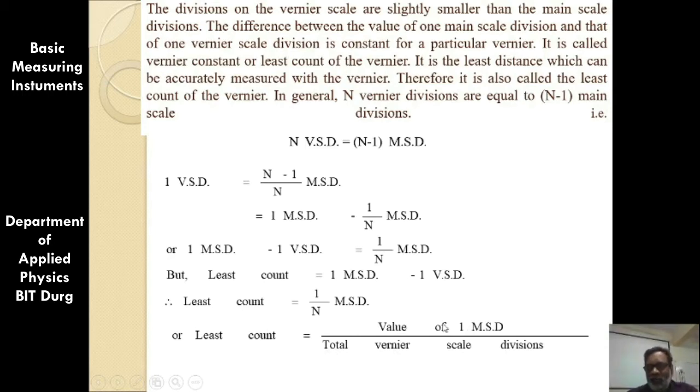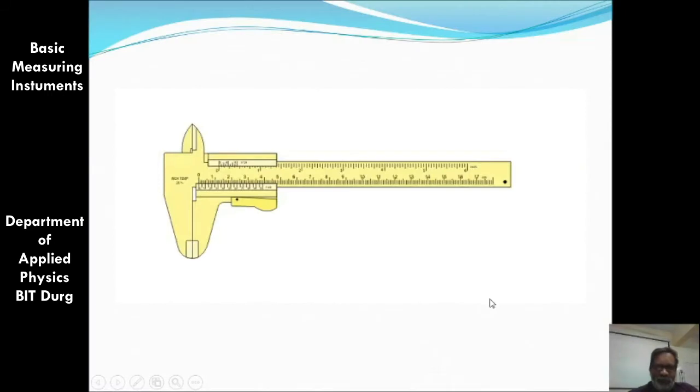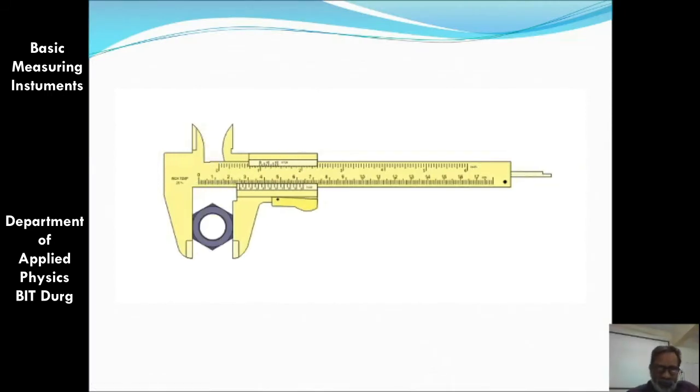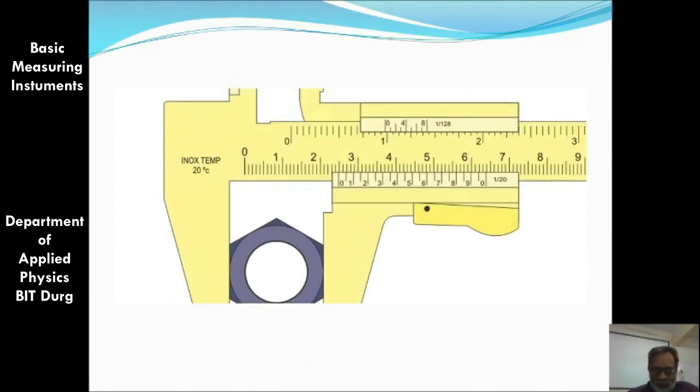Okay, so if I want to find the least count or the vernier constant of the vernier scale, then it is equal to the value of one main scale division divided by total vernier scale divisions. So that will be the process by which we can get the vernier constant. Now let us see how we can use this vernier calipers for getting the value of the dimension of any object. It is shown in this video.